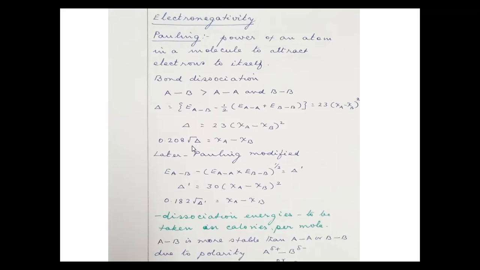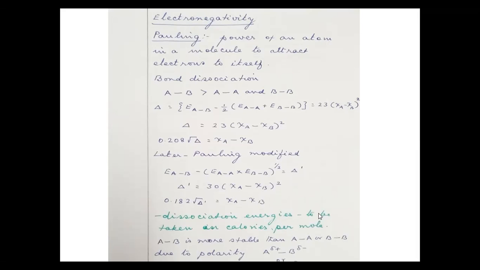But actually, because of some discrepancies in the experimental observations, he changed the arithmetic mean into the geometric mean. In the case of the geometric mean, he took the dissociation energy of AB minus the dissociation energy of AA into the dissociation energy of BB, whole power half. He took the square root of this, which is the geometric mean, and called it delta dash. So delta dash is equal to 30 into chi A minus chi B, which are the electronegativities of A and B, whole square. So he proposed another empirical formula: 0.182 square root of delta dash is equal to chi A minus chi B.